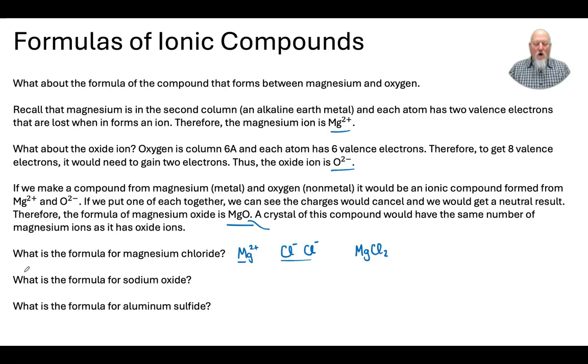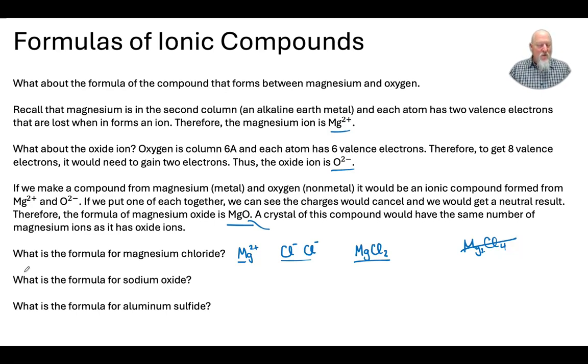Right? So all we're doing when we write the formula is looking to have the same number of positive charges as negative charges, and we write it in the lowest ratio, right? Because we could write Mg2Cl4, because that would give me 4 positives and 4 negatives, but Mg2Cl4 is not the lowest ratio of magnesium to chlorine, because I can divide them both by 2 and get this. So this would be the correct formula for magnesium chloride.